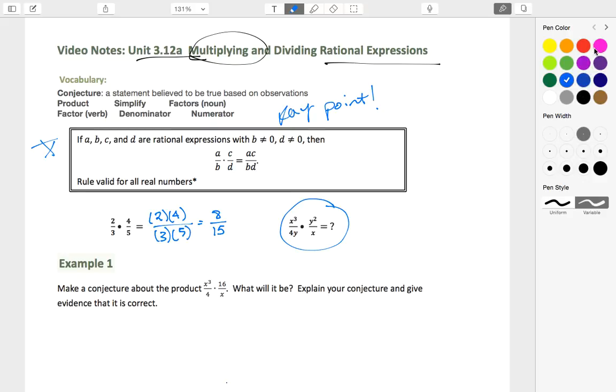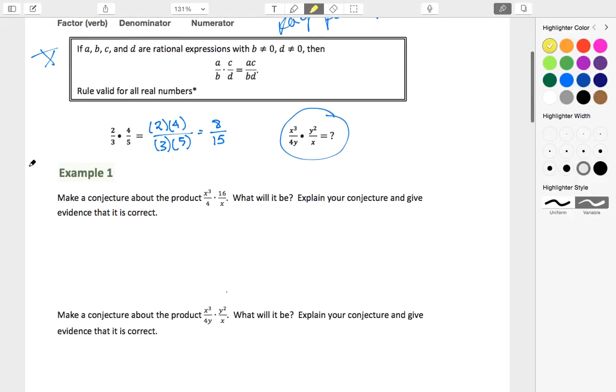Okay, so one key term that may be slightly new is conjecture. So conjecture is a statement believed to be true based on observations. So based on what we've done with our rational numbers as fractions, we want to see if we can apply the same rules with rational expressions, okay, which is what we're going to do here. So it says, make a conjecture about the product x to the third over 4 times 16 over x. What will it be? Explain your conjecture and give evidence that it is correct. So we need to explain and then provide evidence.